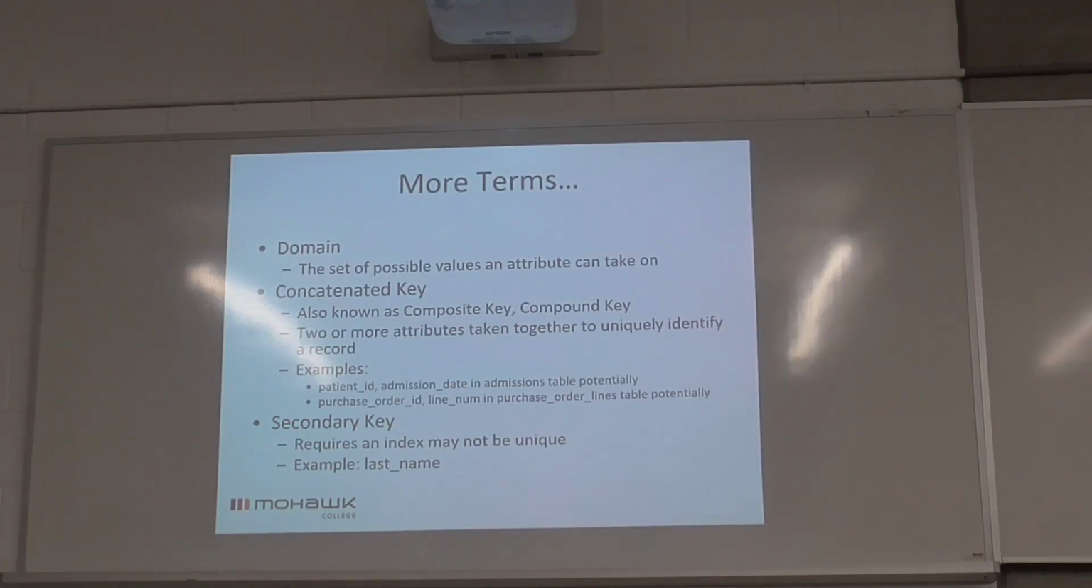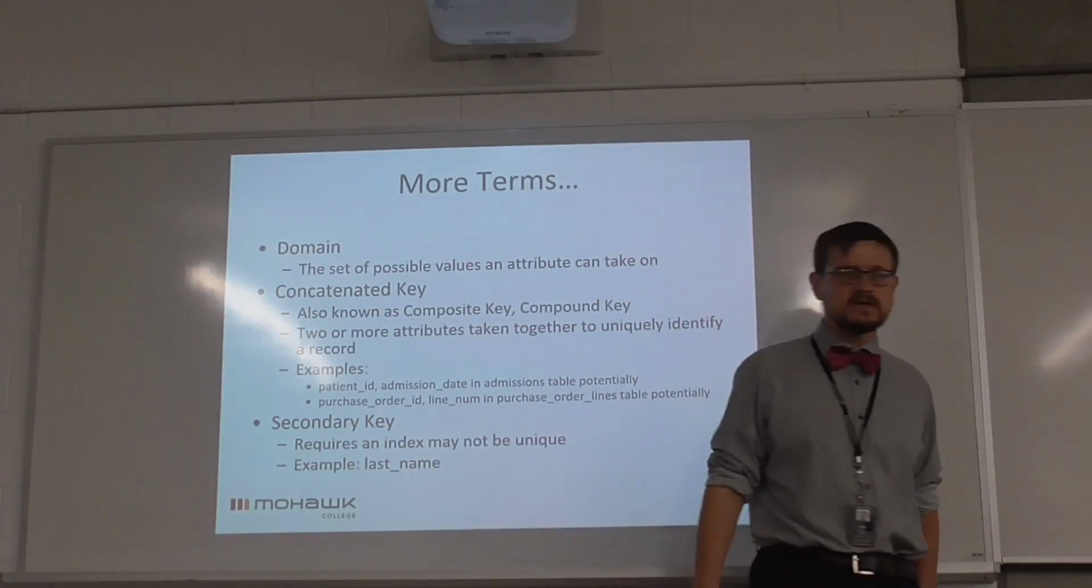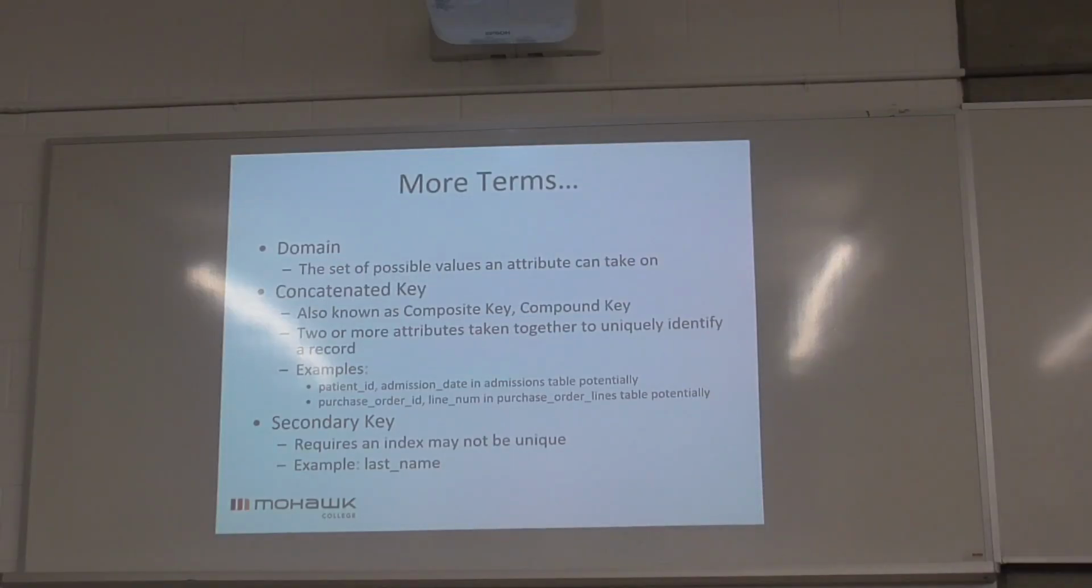Yeah, I think so. So, last name may not be unique. This is true. This means that it requires an index. So it's a secondary key, not a primary key. So I guess you could say that everything that's not a primary key or a candidate key is a secondary key.